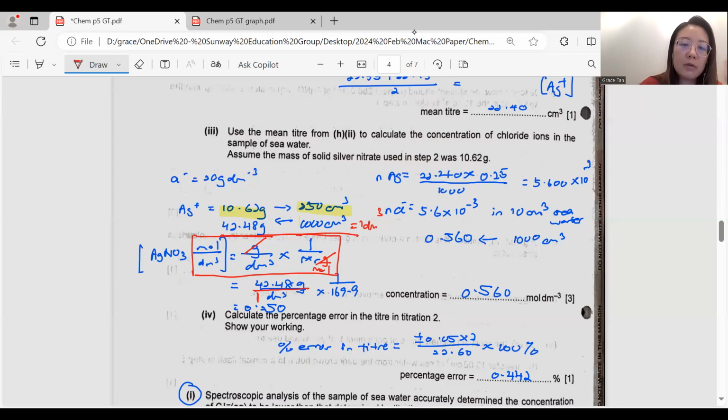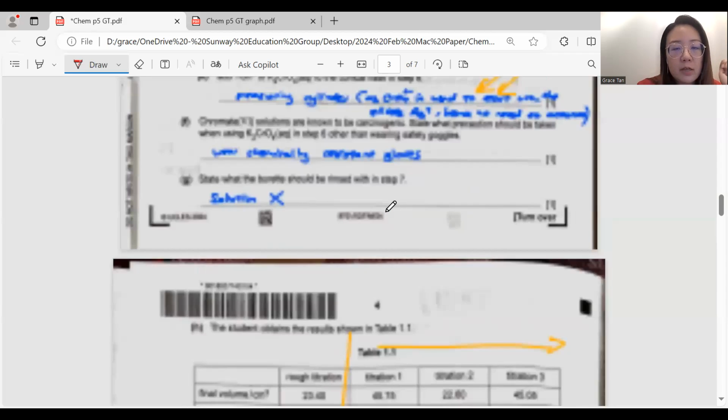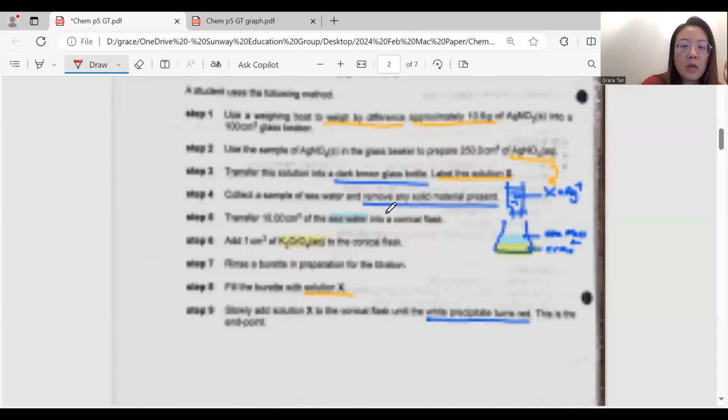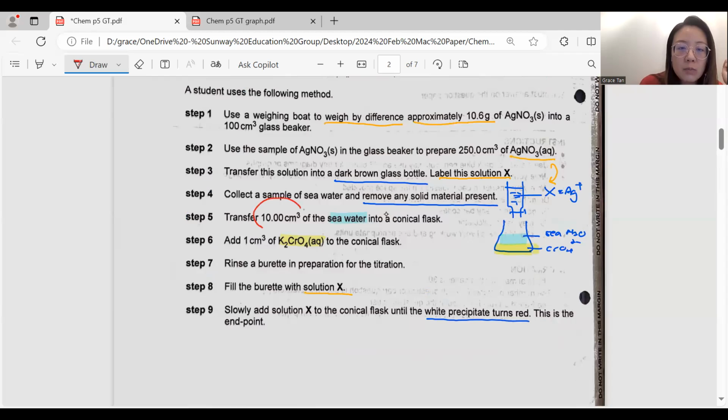Next, I calculate the moles of silver. The titer was 22.40, and I multiply with the concentration of 0.25, then divide by 1000. Hence, the number of mole of silver is 5.6 times 10 to the power negative 3. But this 5.6 is in 10 centimeter cube. Why 10? Read the instruction again. You transfer 10 centimeter cube into the conical flask. That means you are only titrating 10 centimeter cube.